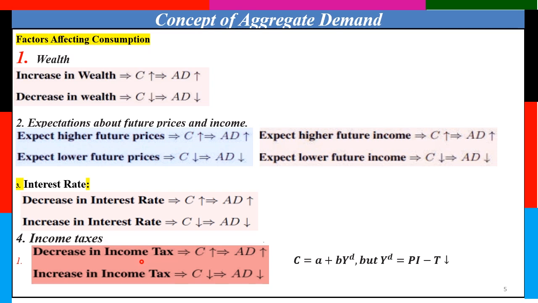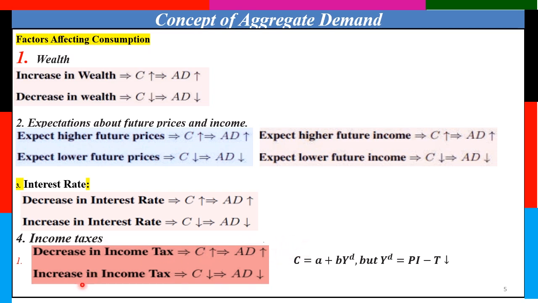In other words, an increase in the income tax causes consumption to decrease, because disposable income is decreasing, then consumption is decreasing. This implies that aggregate demand goes down. Here, just like this one, is how tax can affect an individual's income or consumption.